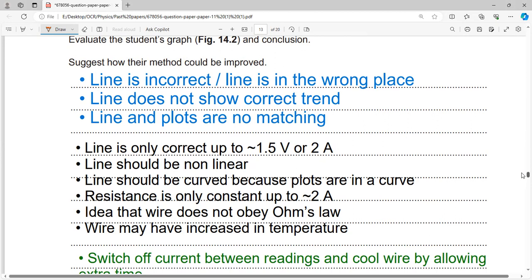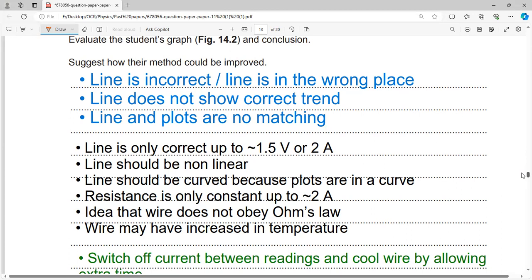So the line is only correct up to the point 1.5 voltage, or you can say 2 ampere. This is giving a linear behavior. And after that, the line is non-linear. The line should be non-linear, or it should be a curved line. So it means that the resistance is only constant up to 2 ampere of current. So what's the idea you can explain? The idea is that the wire does not obey Ohm's law after the 2 ampere.